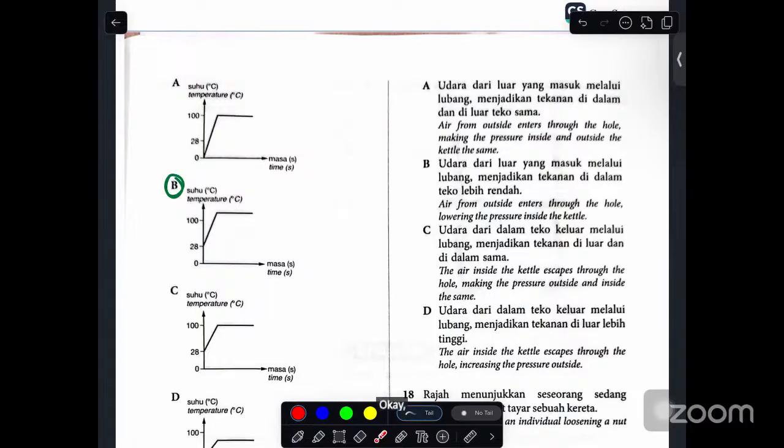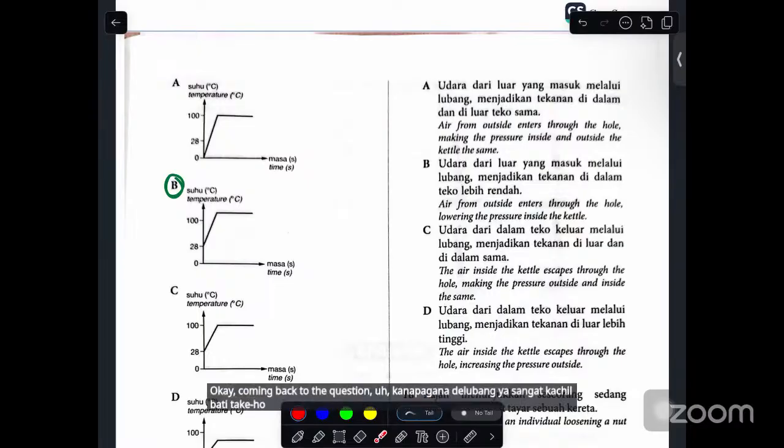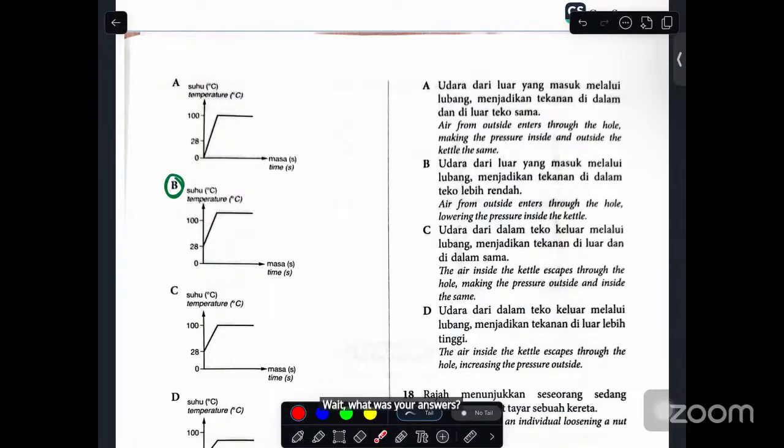Okay, coming back to the question. Kenapa kena ada lubang yang sangat kecil pada teko on the penutup teko? Wait, what was your answers? C or D? Are you sure? Nothing to do with C or D though.